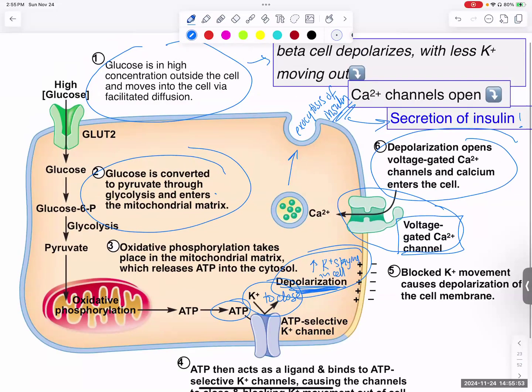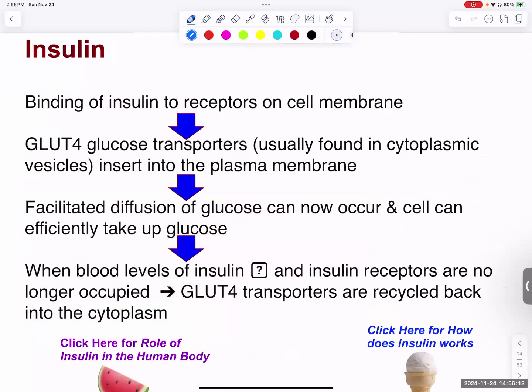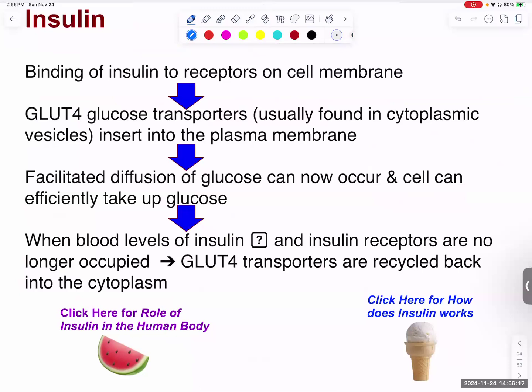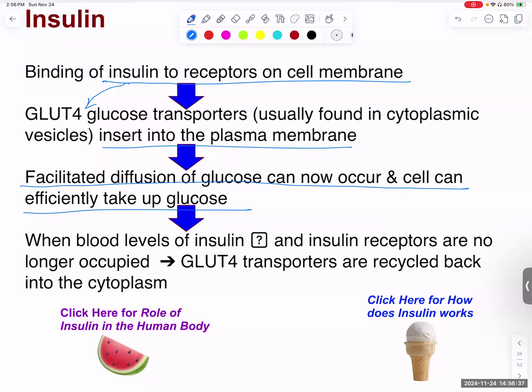So if you look at this, beta cells depolarize with less potassium moving out. That causes voltage-gated calcium channels to open, which causes exocytosis of insulin. And so that's how insulin then gets into the bloodstream. Once it's in the bloodstream, insulin is going to go to receptors on cell membranes. That's where, on your everyday run-of-the-mill cell, GLUT4 transporters or protein channels are going to insert into the plasma membrane and facilitate glucose going into the cell. When blood levels of insulin decrease and insulin receptors are no longer occupied, these GLUT4 transporters are recycled back into the cytoplasm of the cells.